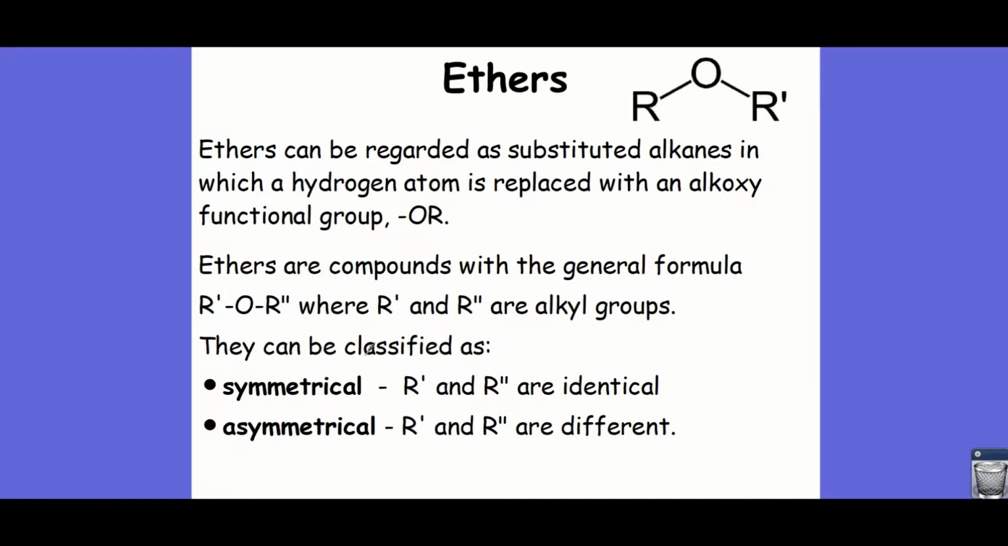So this is the functional group with R and R1 here just representing different lengths of alkane chains. We can classify them as symmetrical. Symmetrical ethers are when R1 and R2, so your two different alkane chains, are identical. And we can also classify them as asymmetrical, which is where your two alkane chains are different.